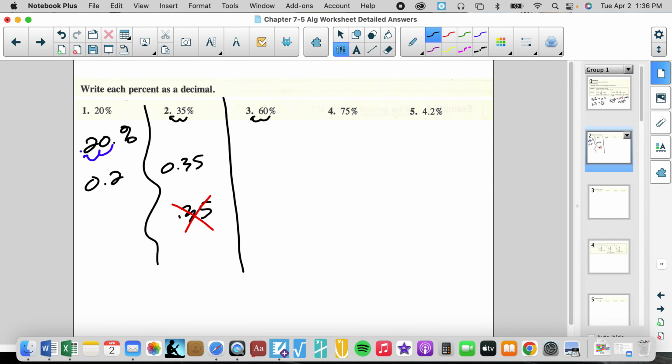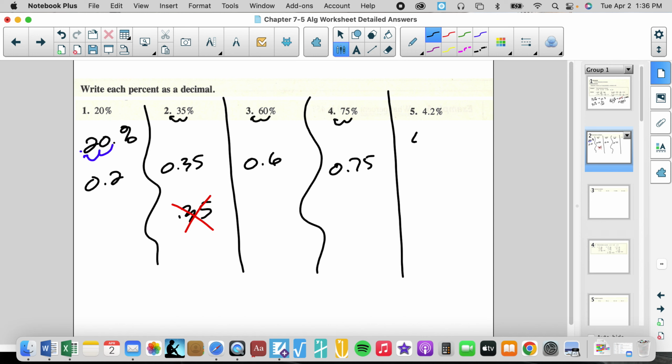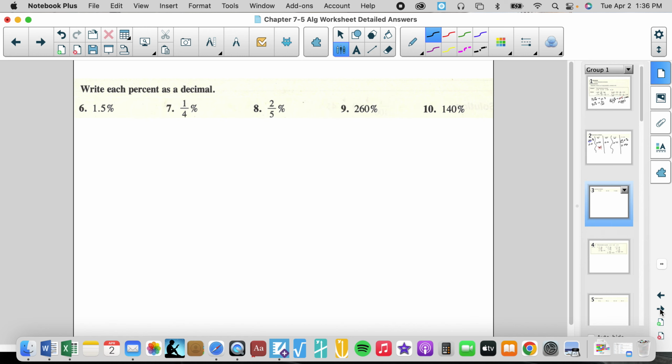We're going to move it 2 places, 0.6, 2 places, 0.75, 2 places. So if I move it 1, 2, that decimal point is here, and there's a 0. So it's 0.042 would be the decimal value for that decimal percent.